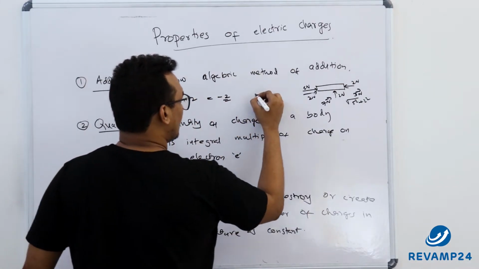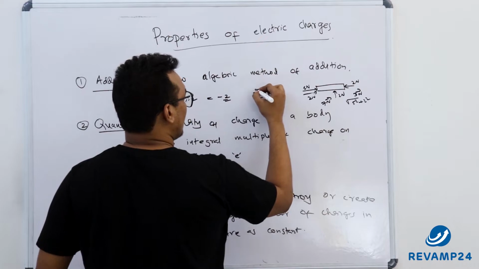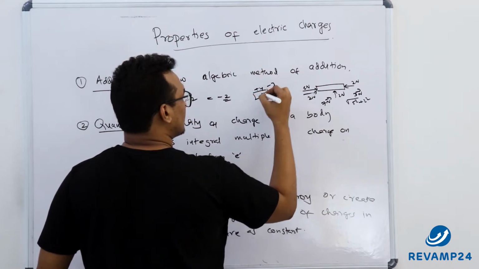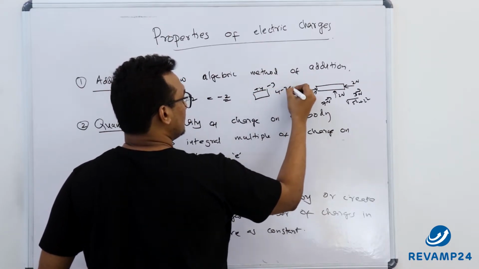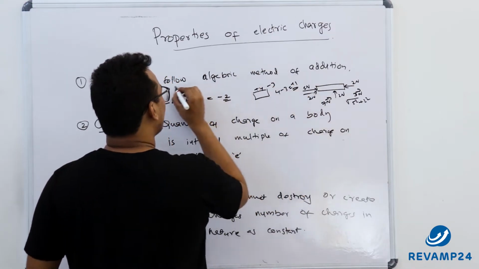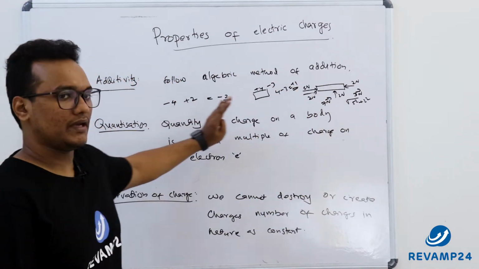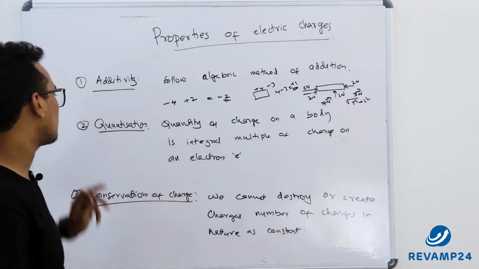Let's say we have one box, we have added 4 positive, 3 negative, the net charge is 4 minus 3, plus 1. So this will follow algebraic addition. It can be added like numbers. That is the first property.